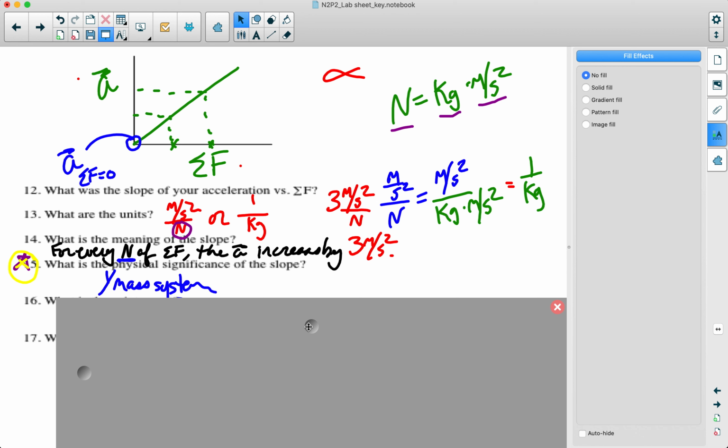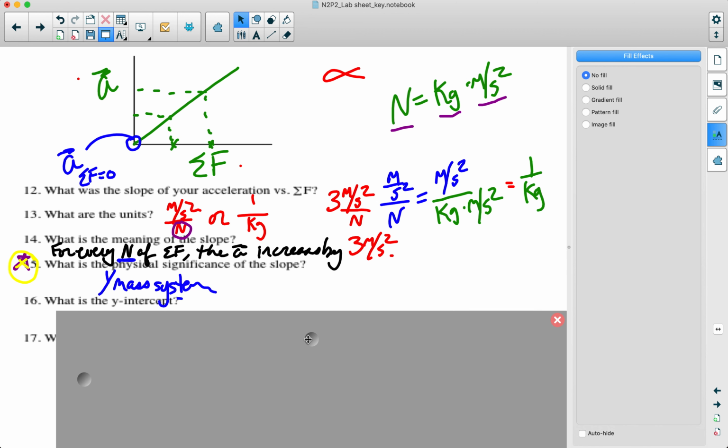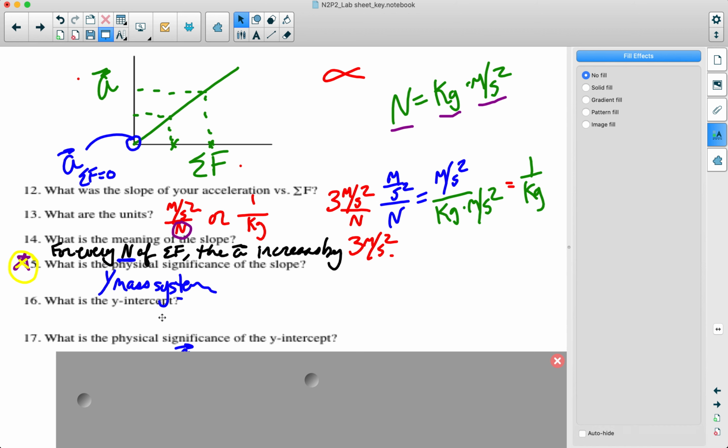So if you literally take the number 1 divided by whatever the mass of your system is, that should give you pretty close to the value you got for the slope of your graph. What is the y-intercept of your graph? This is one that we should have had a graph that was directly proportional, so the y-intercept for our graph should have been 0.